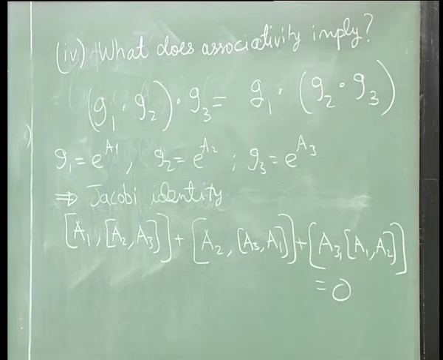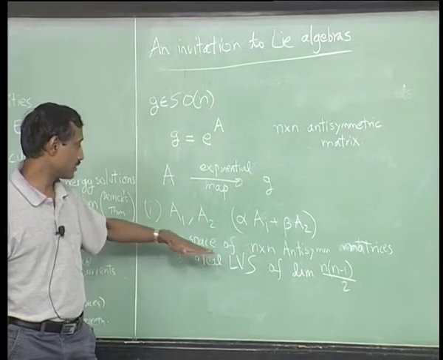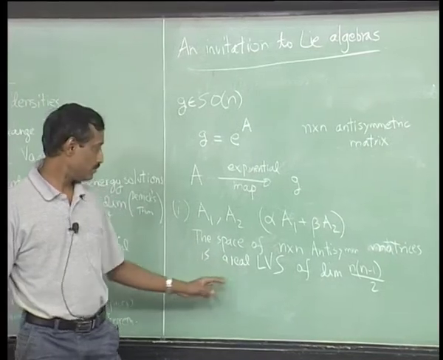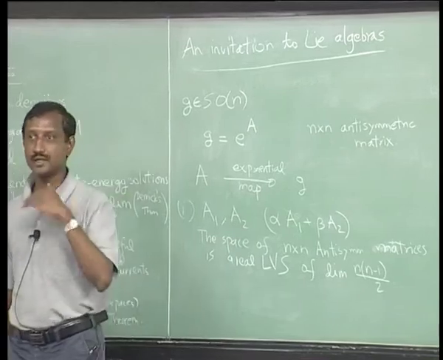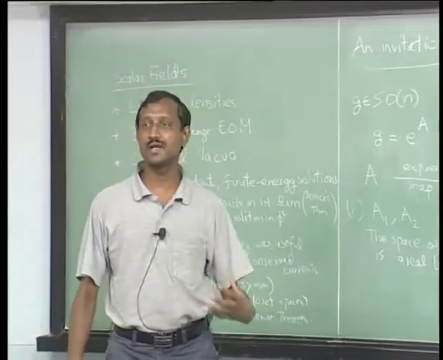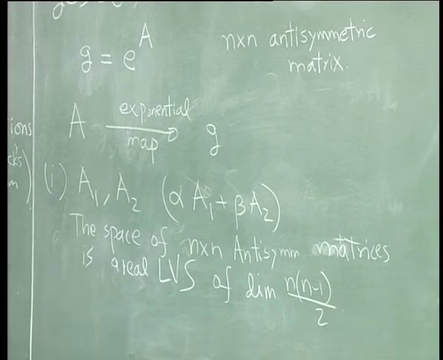It has all these structures. It is a linear vector space, but it need not be real, by the way, it could be complex also. If it is a real vector space, we say it is a real Lie algebra. If it is a complex vector space, we say it is a complex Lie algebra.